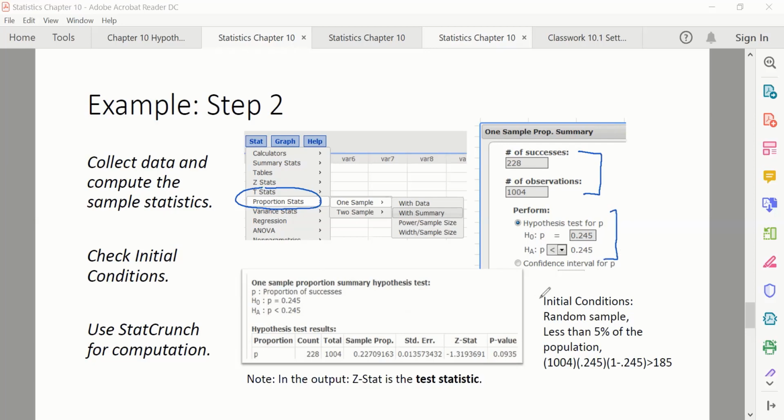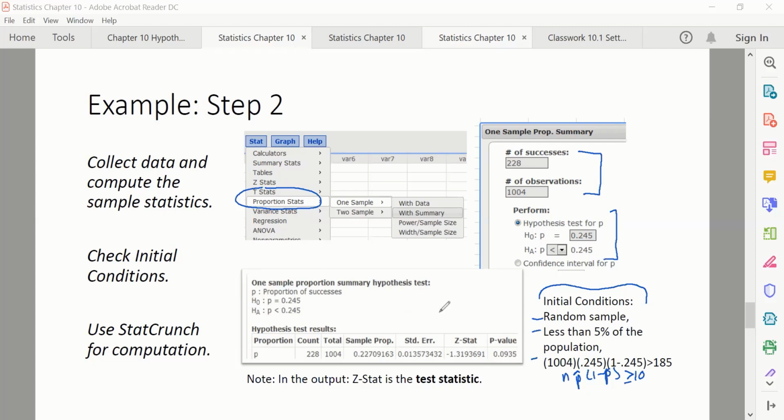If you're asked for the initial conditions, same thing as when you were doing the confidence interval: random sample, less than 5% of the population, and n times p-hat times 1 minus p-hat has to be greater than or equal to 10.